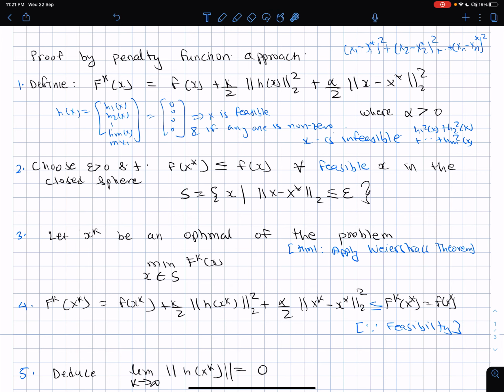There is an optimal to it. It follows from Weierstrass theorem. How does Weierstrass theorem come into the picture? First of all, look at the constraint space. The constraint space is this set, which is a compact sphere because this is a closed sphere and bounded also in the epsilon region. So closed and bounded means my constraint is compact, and the objective function is continuous.